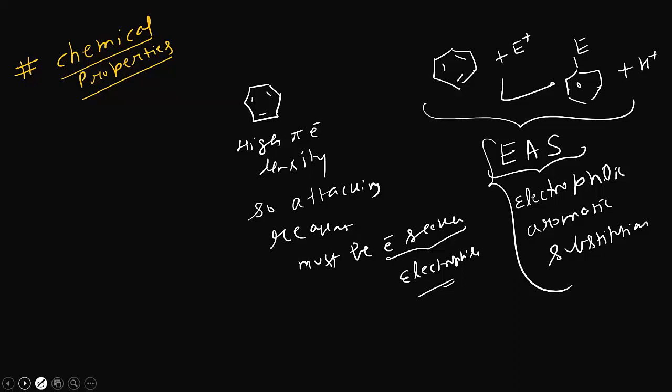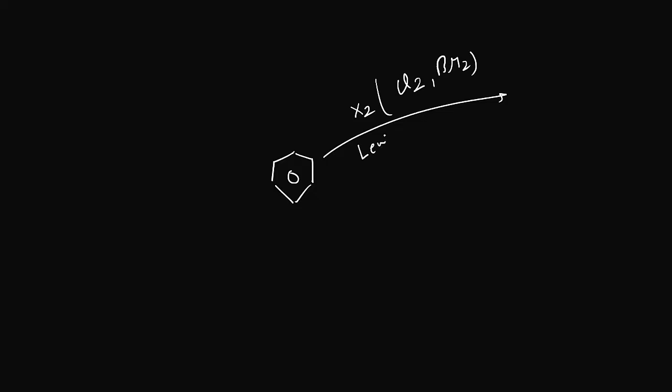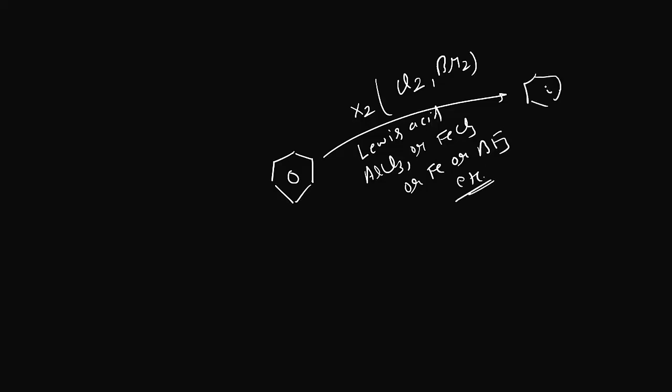If you recall, even in reaction mechanism, we did 5 important reactions of benzene. Here also I'm going to discuss that, but in detail. Let me introduce those 5 reactions. Benzene, when reacted with halogen, generally chlorine or bromine, in the presence of a Lewis acid like AlCl3 or FeCl3 or Fe or BF3, substitution takes place. We call this halogenation.